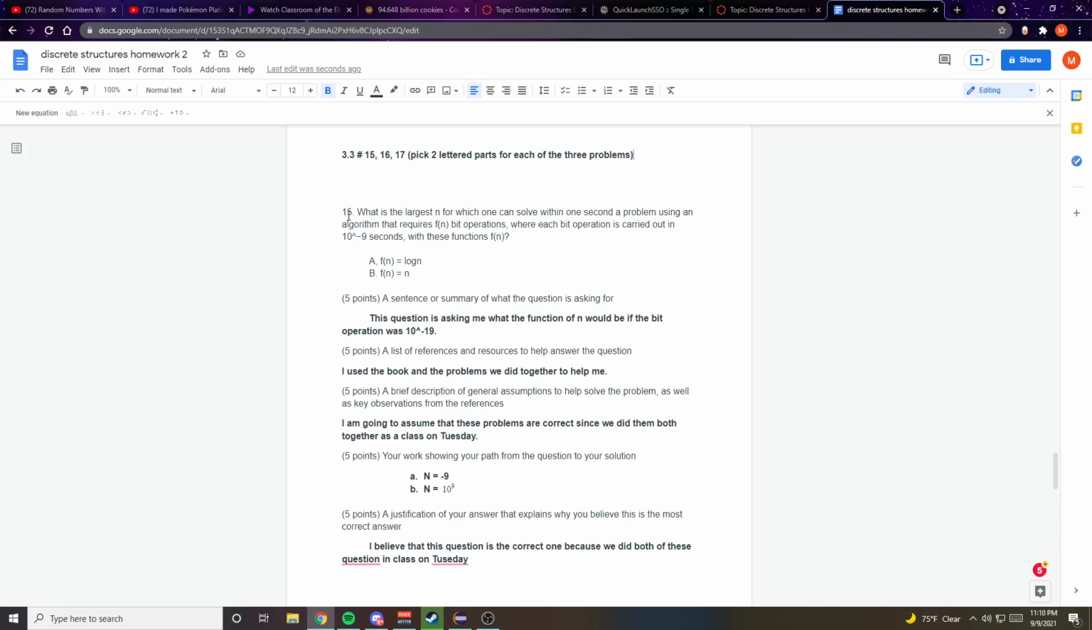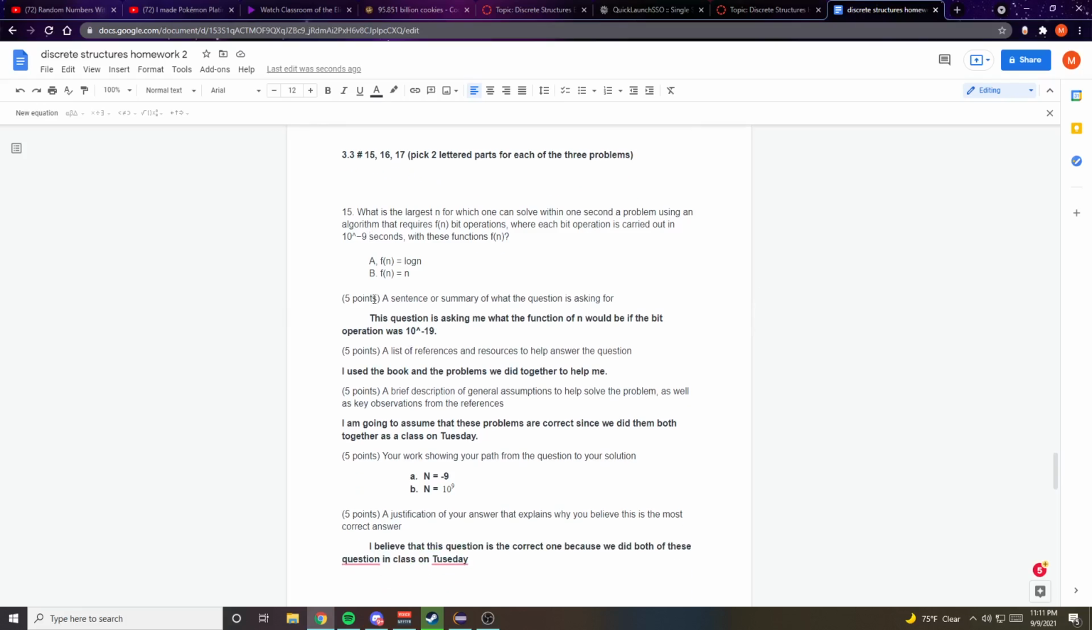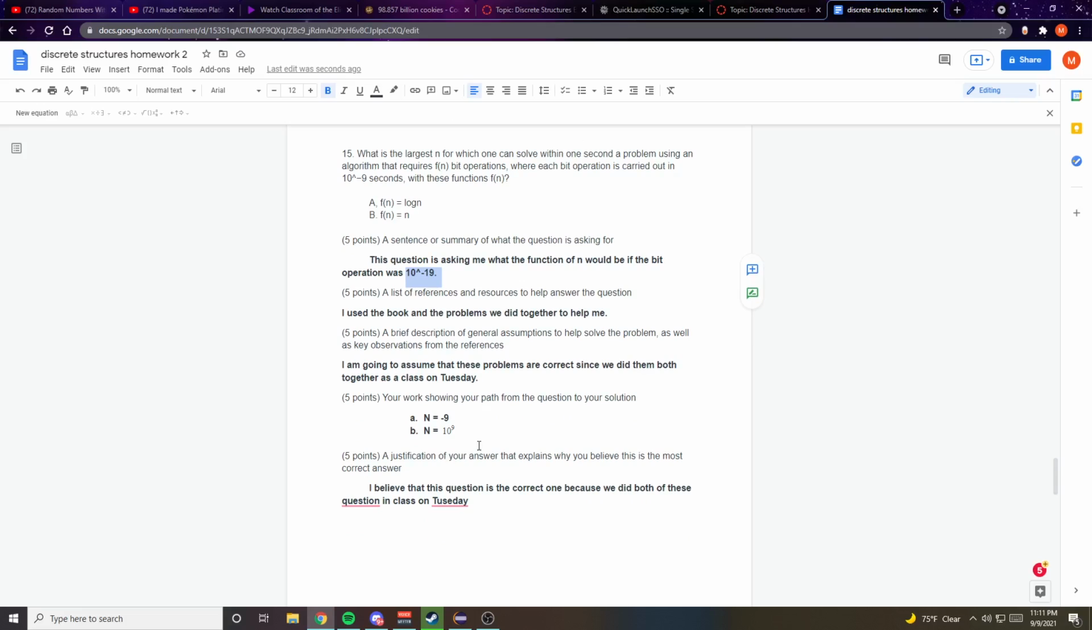So on 15, it's asking what is the largest n for which you can solve within 1 second a problem using this algorithm. So this question is pretty much just asking for a function of n, if the bit operation was 10 to the negative 19th. I used the book and the problems we did together to help me with these problems. I'm going to assume that these problems are correct because I'm pretty sure we did both of these in class on Tuesday.